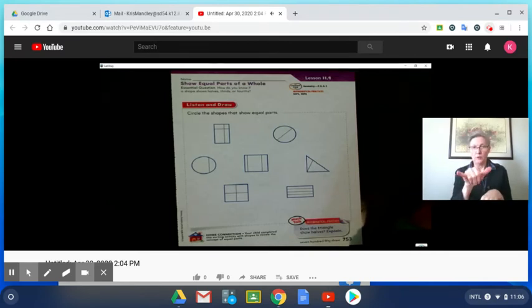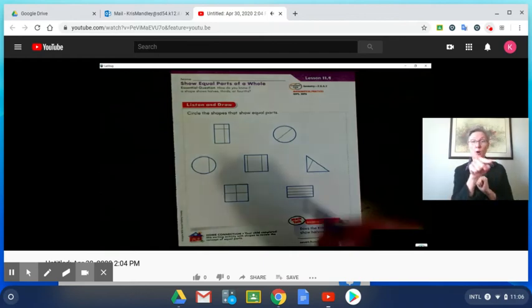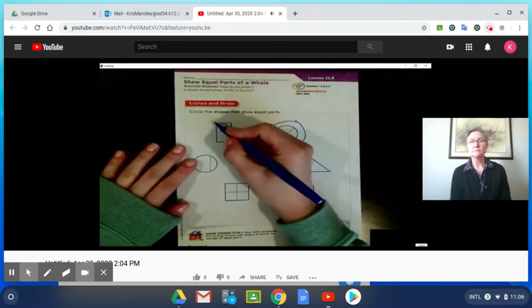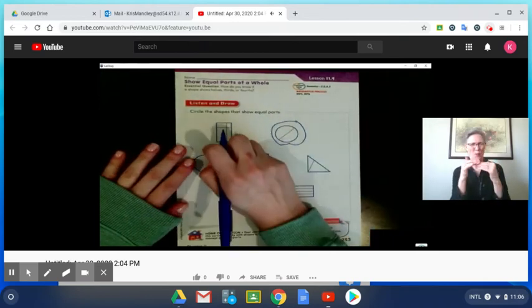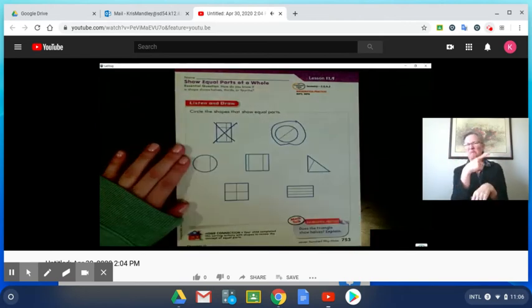Okay, so when you take a look at the pictures, I want you to think about which ones show that these are even parts. Okay, so I'm going to give you a second to take a look. The shapes you should have pointed out that are fair are this shape right here. This one does not show equal parts, and you can see that some parts are bigger than others. So I'm going to put an X through that.